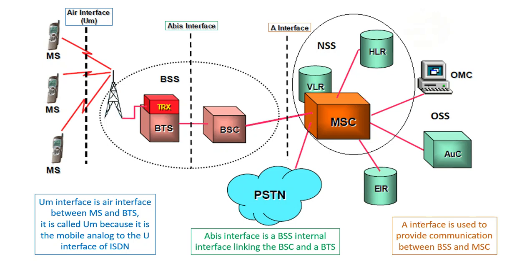So in a simple term, air interface is the interface between MS and BTS. ABS interface is the interface between BTS and BSC. A interface is the interface between BSC and MSC. So that's all about GSM architecture.